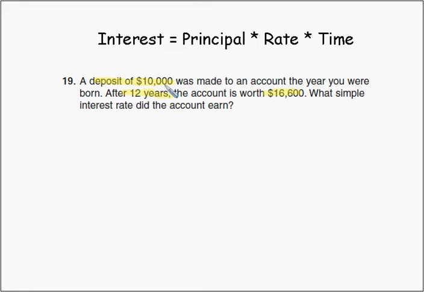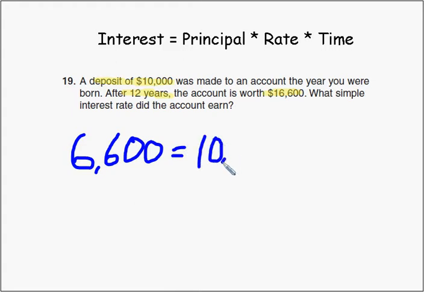So at the end, it was $16,600, but that's not the interest they earned. The interest they earned was the difference between $10,000 and $16,600, which would be $6,600. $6,600 in interest. That's equal to the principal, $10,000, times the rate, which we don't know. They're asking us about the rate, times 12.